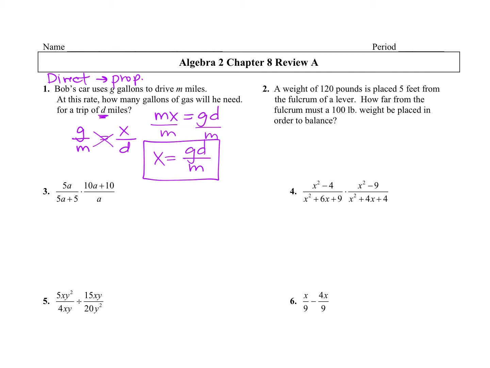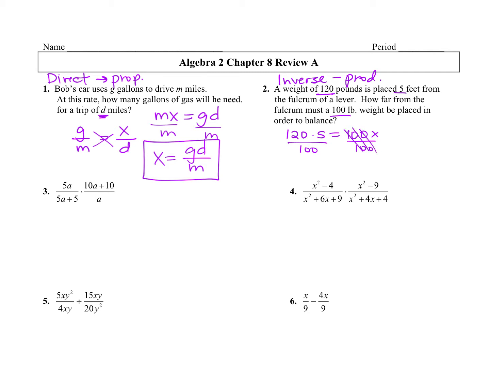Super fun. But basically we're saying if the weight is more, the distance away is going to be less. Right? So as one goes up, the other one goes down, or vice versa with a lever. So that's what kind of variation? That's inverse. And remember, for inverse, we're going to set up products. So this is going to be 120 times 5 equals 100 times whatever we're solving for. And then you'll just solve that. So divide by 100.